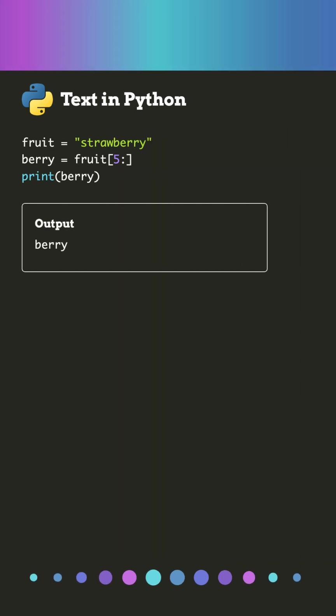Slicing allows us to extract a section from a string known as a substring. We can take the characters in the fruit string starting from index 5 to the end, extracting the substring berry.